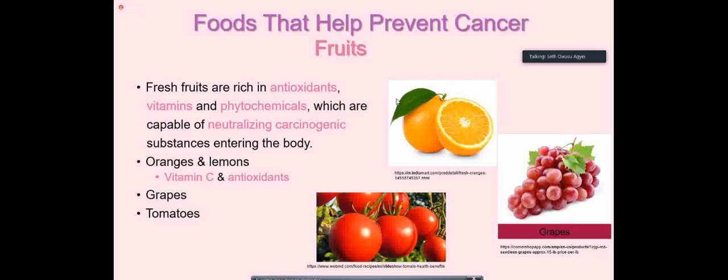Now, some of the fruits have high potential in the fight against cancer, and the orange and the citrus family, orange and the siblings, we have lemon and all the other ones that are related. They all have anti-carcinogenic properties in the form of antioxidants, vitamins, and phytochemicals. And so it will be advisable for all of us to increase the intake of fruit.